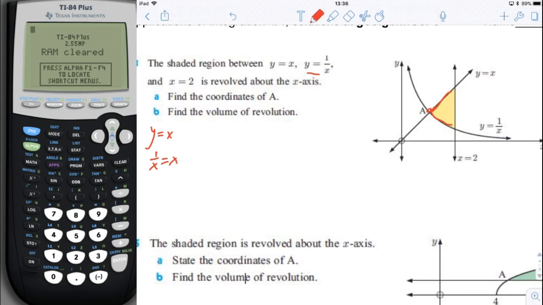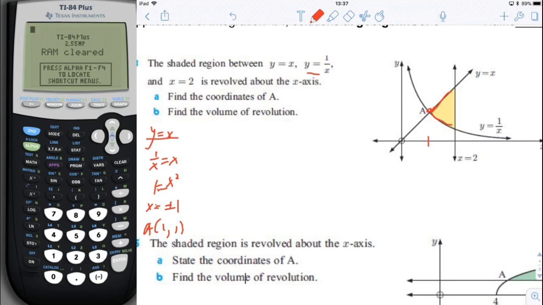If we know that 1 over x equals x, then we know that x squared equals 1. And if x squared equals 1, we know that x is equal to plus or minus 1. So in the case of A, we're talking about x equals positive 1 because this is a positive x coordinate, right? So A is going to have an x coordinate of 1, and the y coordinate would be the same. So it'll be 1, 1. So the coordinates of A are 1, 1.